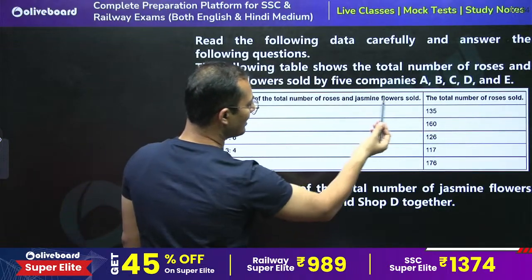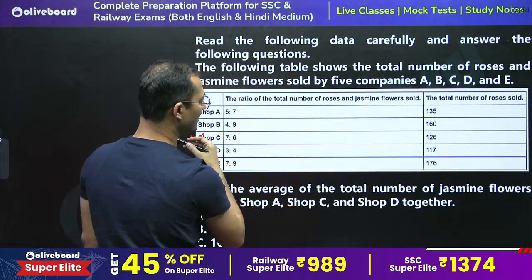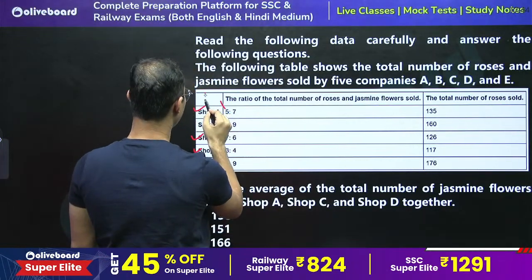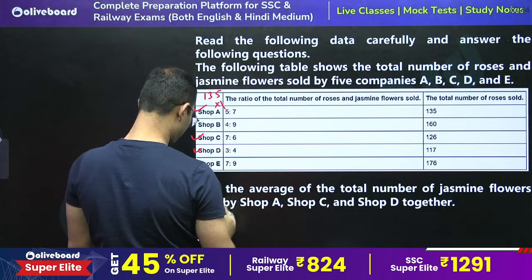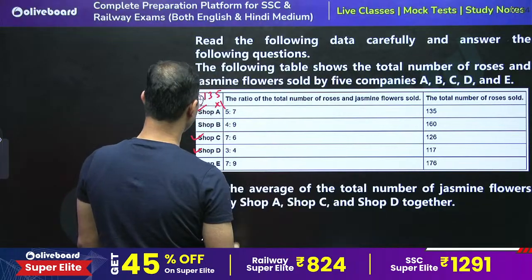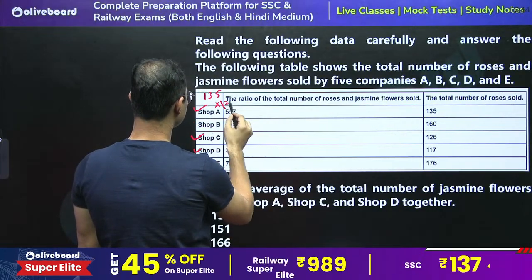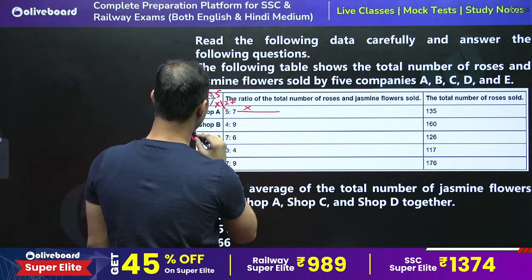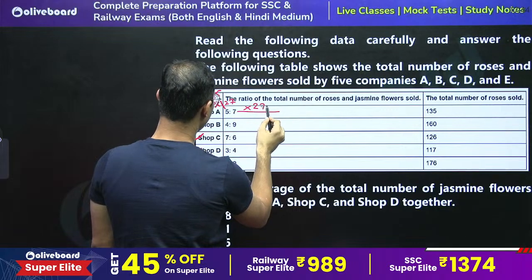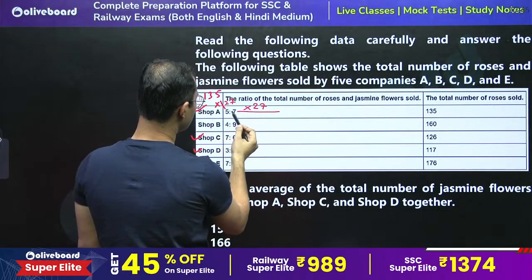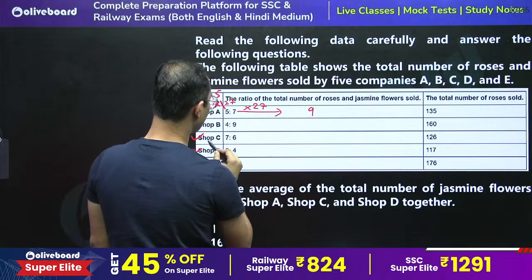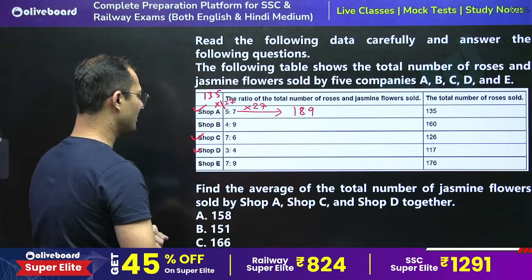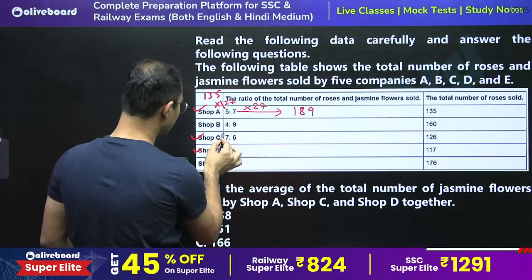So we can say that the number of roses sold by A is 135. The ratio of the roses, so we can say that 5 units is equal to 135, right? So how many times? 5 2s are 10, 27. So flower jasmine sold by A, just multiply by 27, right? So we can say that 7 into 7, 49, 7 into 2, 14 and 4. So 189, right?